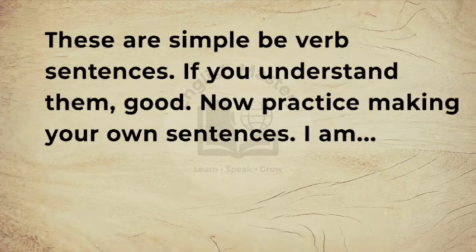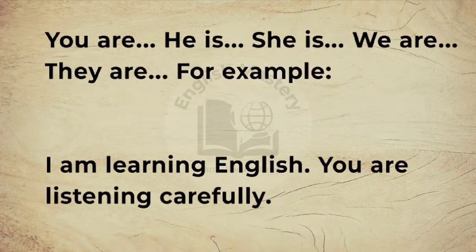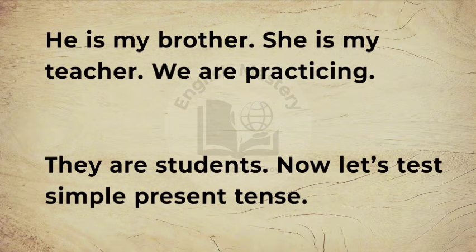If you understand them, good. Now practice making your own sentences. I am, you are, he is, she is, we are, they are. For example, I am learning English. You are listening carefully. He is my brother. She is my teacher. We are practicing. They are students.